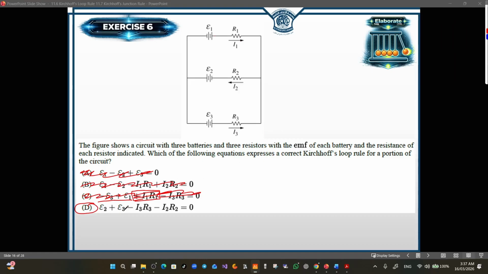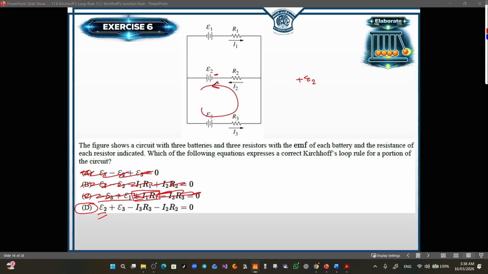Okay, now E2 and E3 are included here in this equation, which means the loop that we should consider is a loop that contains E2 and E3, and this is actually the loop. Now the direction of the loop should be such that E2 is positive. To make E2 positive, we should rotate in the counterclockwise direction to enter the negative terminal, because if we enter the negative terminal, E2 should be written with the plus sign.